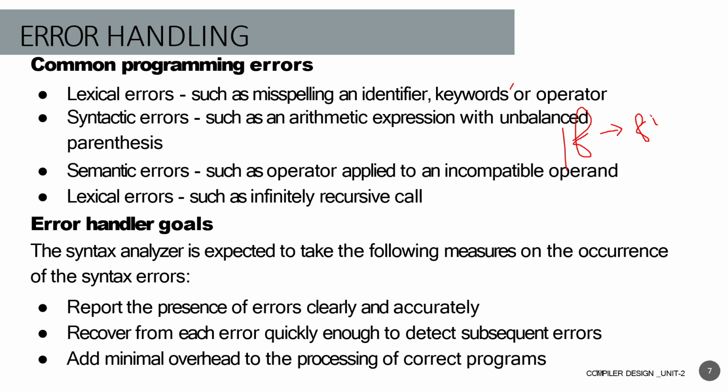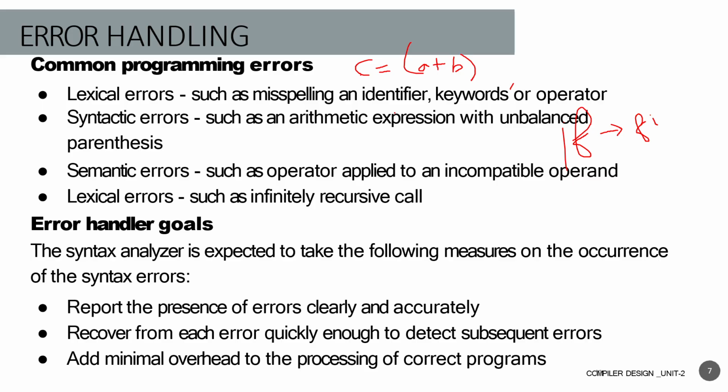Second one is syntactic errors. What are syntactic errors? It is such as an arithmetic expression with unbalanced parentheses. For example, assume I have C = (A + B, where the closing parenthesis is missing. These kinds of errors are called syntax errors, or syntactic errors.